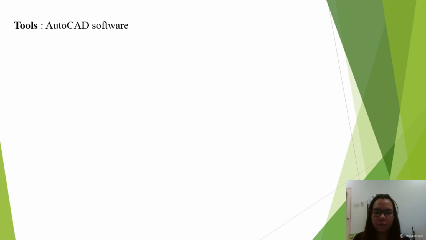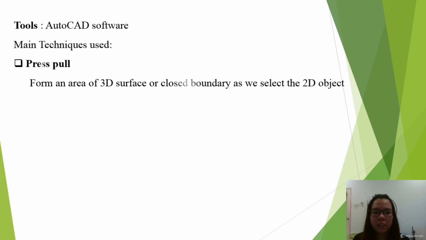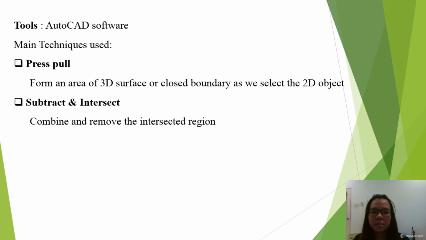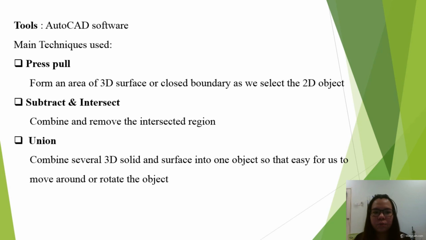Okay, the tool we use for our 3D drawing is the AutoCAD software, and the main techniques we used during the drawing are, firstly, press pull, which can form an area of 3D surface or a closed boundary as we select the 2D object. The second technique is subtract and intersect, which can combine and remove the intersected region. Lastly, we use the union technique, which can combine several 3D solids and surfaces into one object so that it's easy for us to move around or rotate the object.